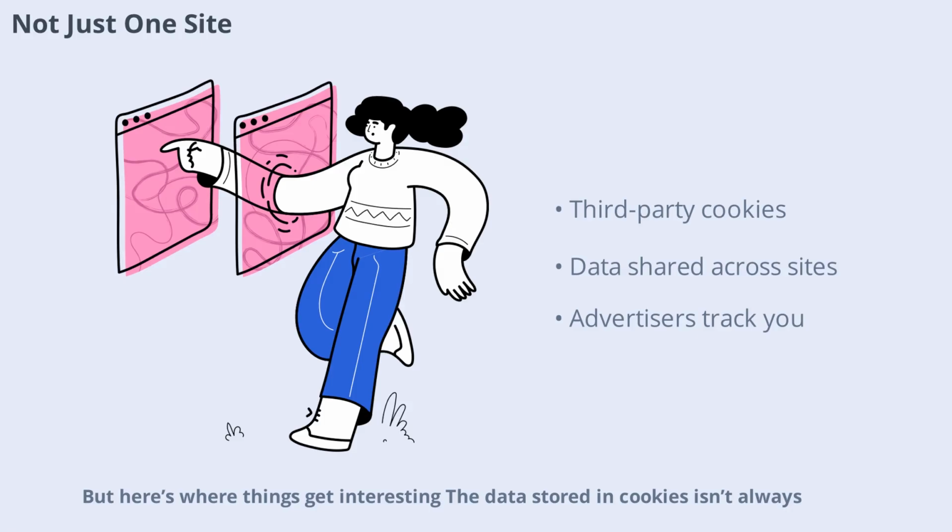Here's where things get interesting: the data stored in cookies isn't always used by just the website you're visiting. Many sites allow third-party advertisers to access these cookies. That means your browsing data can be shared across multiple websites, not just the one you started on. This is how advertisers can keep track of your interests as you move around the web.